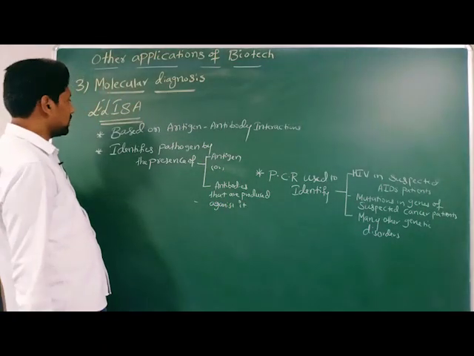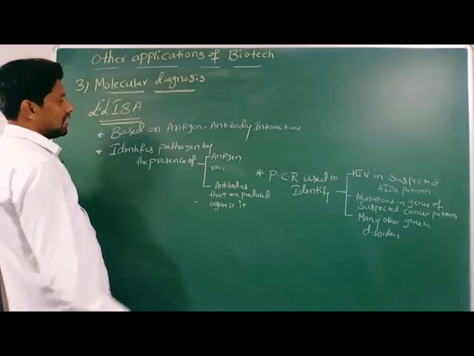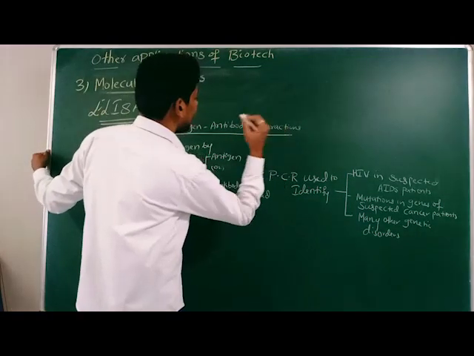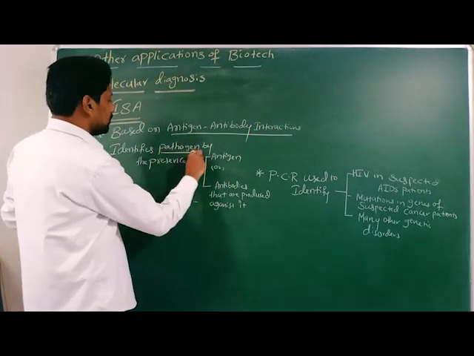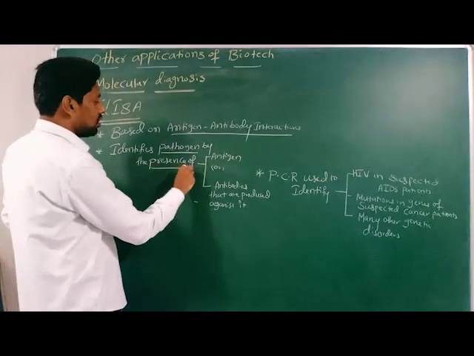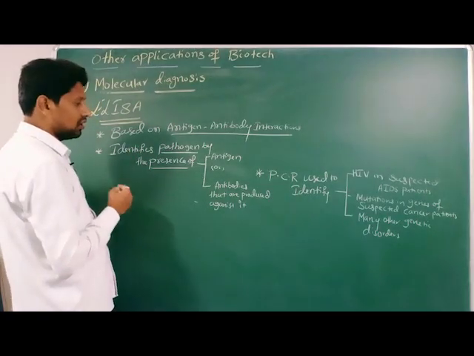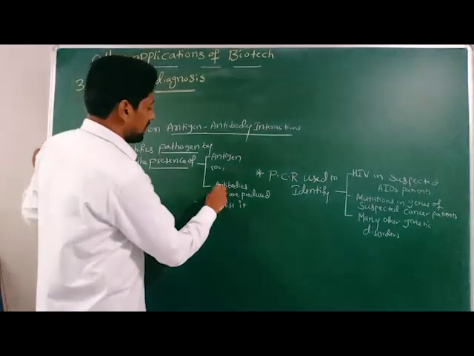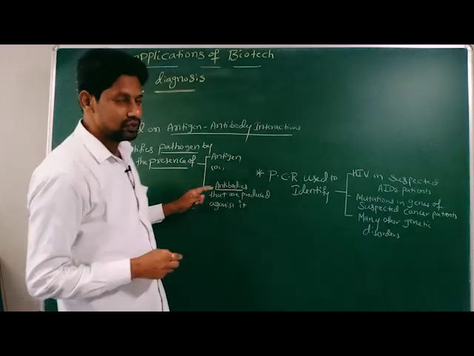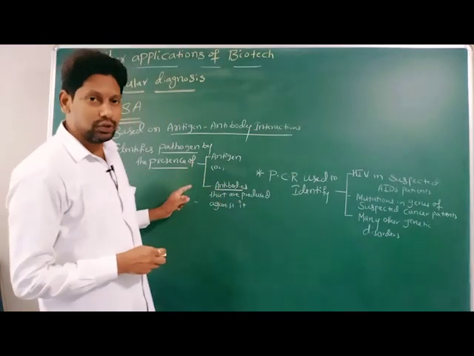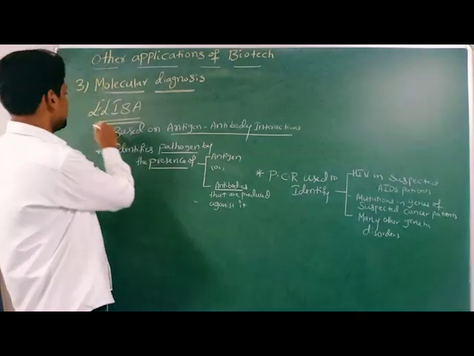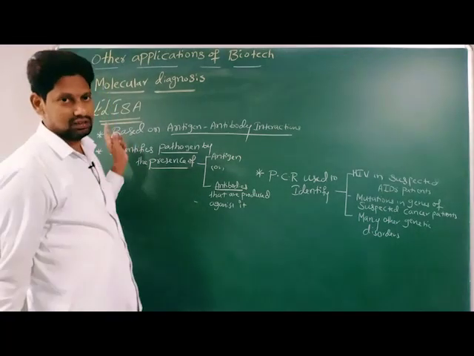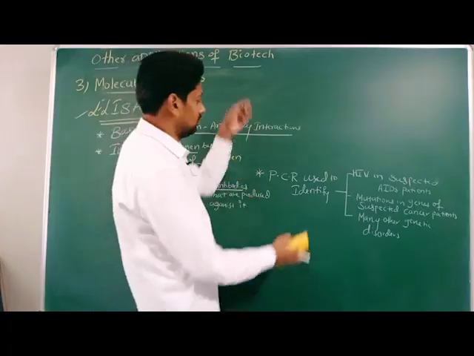Is this statement okay? Right. Therefore, ELISA is based on antigen-antibody interactions. It is used to identify the pathogen. How? Based on the presence of antigen or based on the presence of antibodies that are produced against it. Is this statement okay? Right. This is concerned to ELISA.